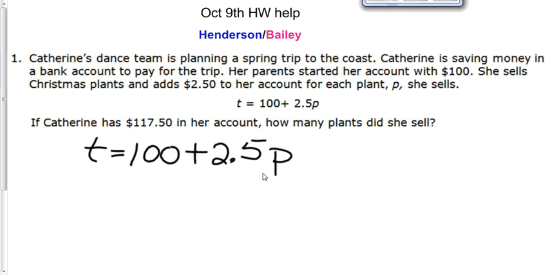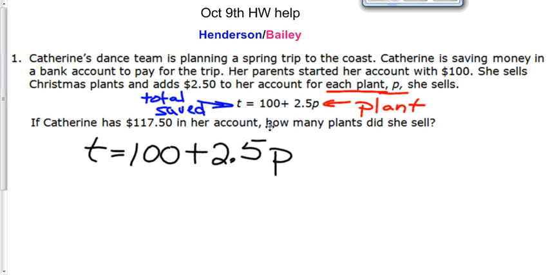In this problem, we're a little bit lucky because it already gives us the equation: T equals 100 plus 2 and 5/10 times P. In order to solve this, though, we have to know what each letter stands for. T and P mean diddly squat to us. So we need a label, label, label.